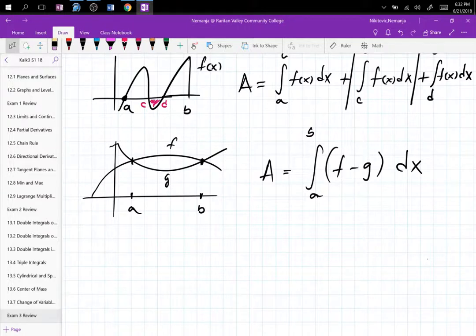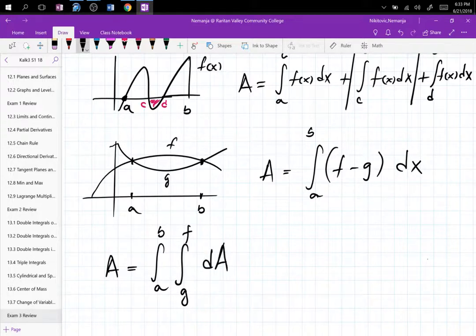So now we are already in Calculus 3, where I can say that I can calculate the area if I go from a to b and then take a double integral, from g to f, of dA. Now this dA could be either dx dy or dy dx. That depends on the geometry of the problem.